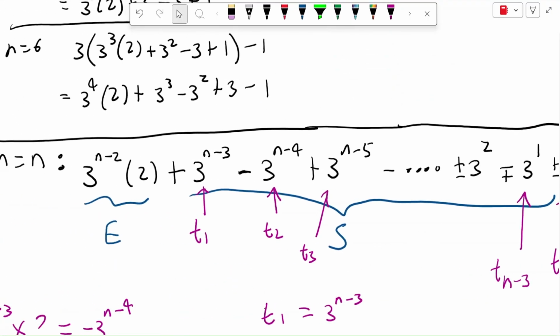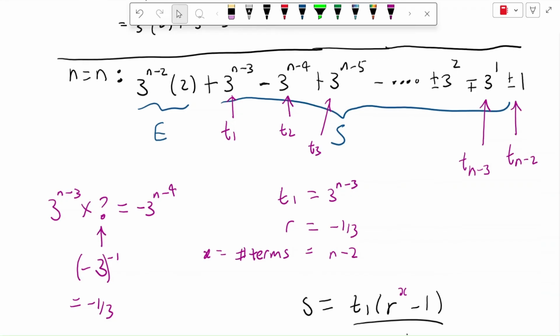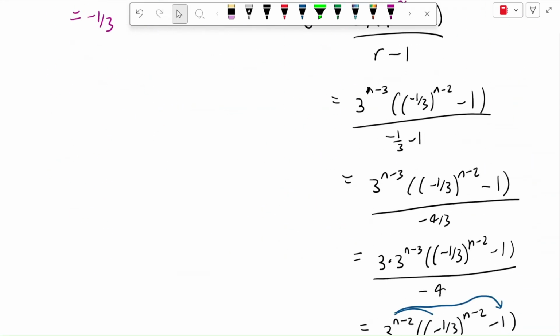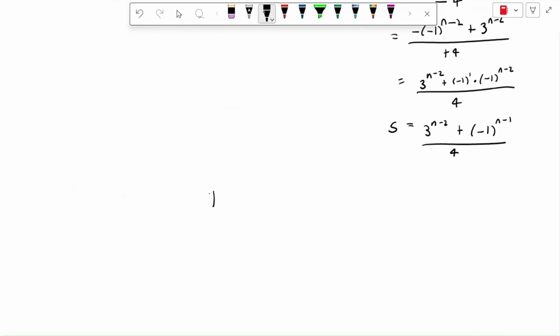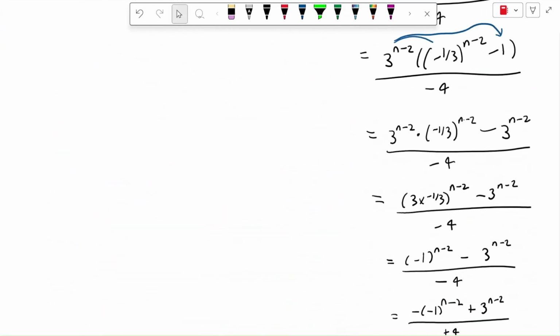I'm going to call this other thing right at the start just E, for the extra bit, I suppose. So the total would be E plus S. So total, E plus S. So E was 3 to the n take 2 times 2.